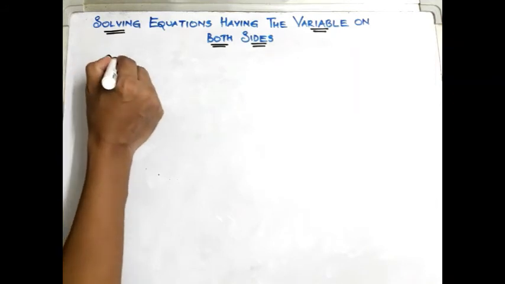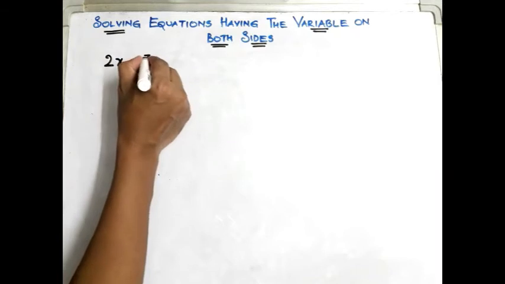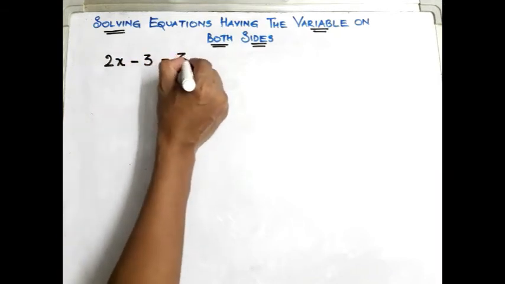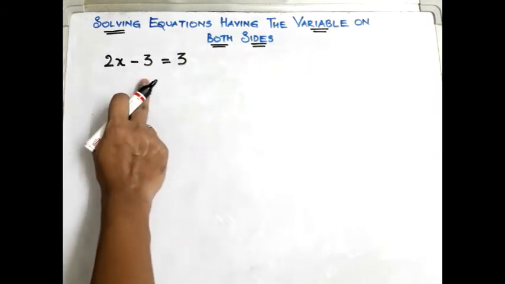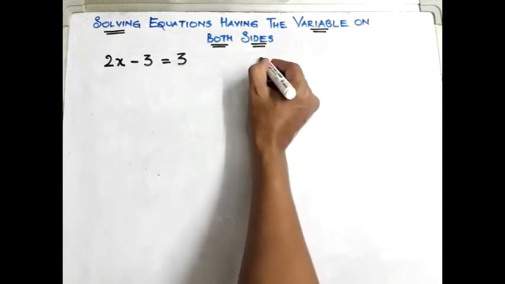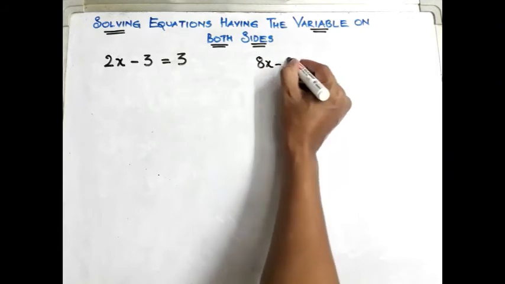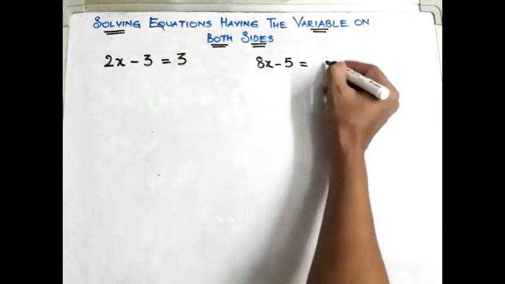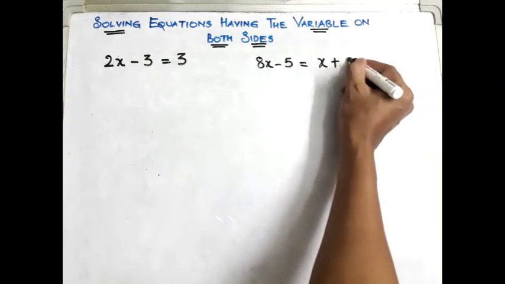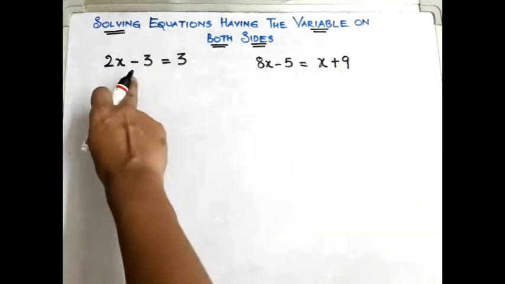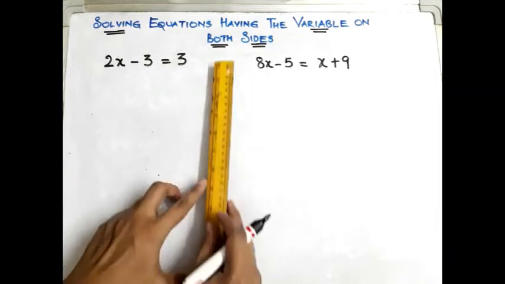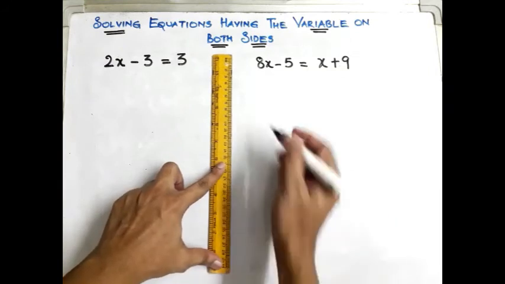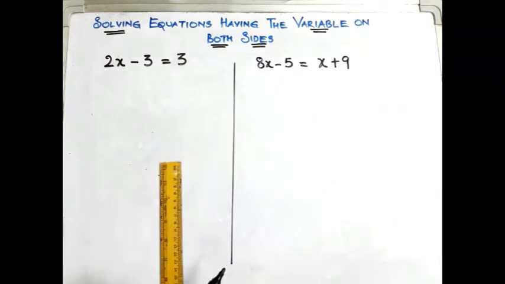I want to solve 2x minus 3 is equal to 3. On the other side, I want to solve 8x minus 5 is equal to x plus 9. Okay, one way I want to solve 2x minus 3 is equal to 3, and on the other hand I want to find the value of 8x minus 5 is equal to x plus 9.